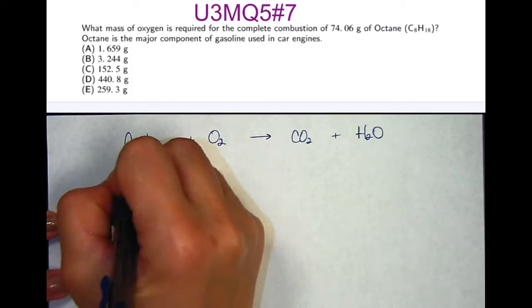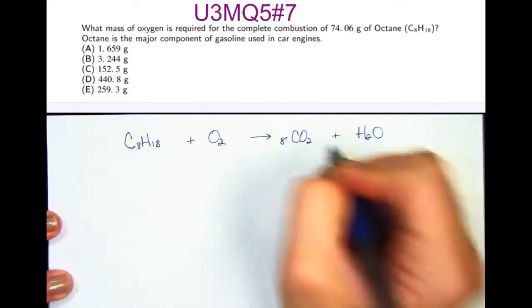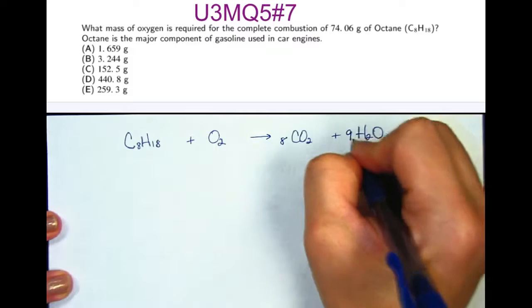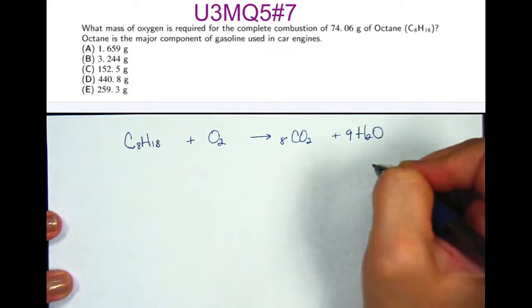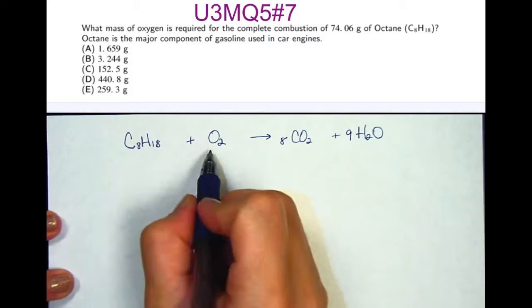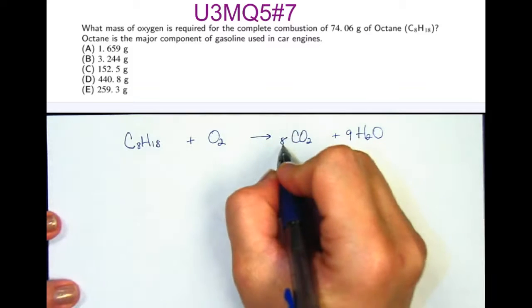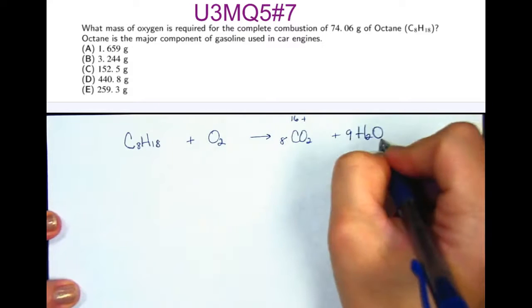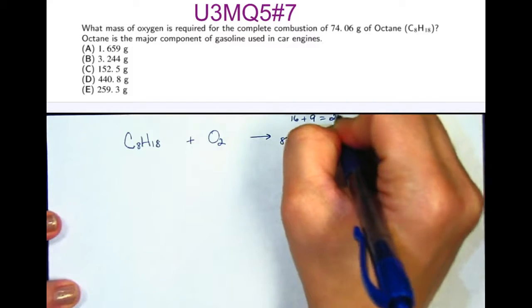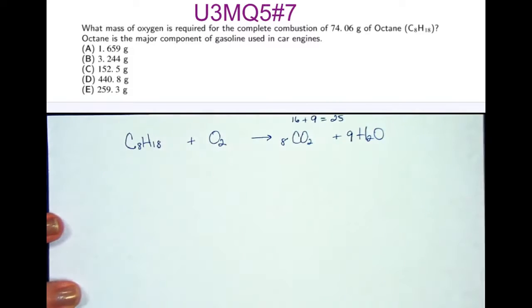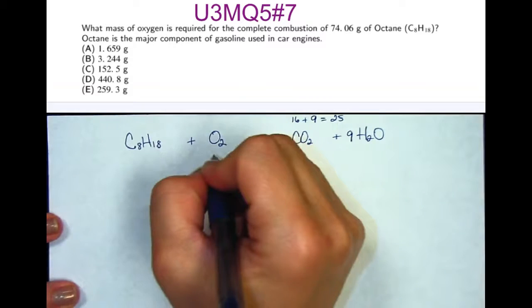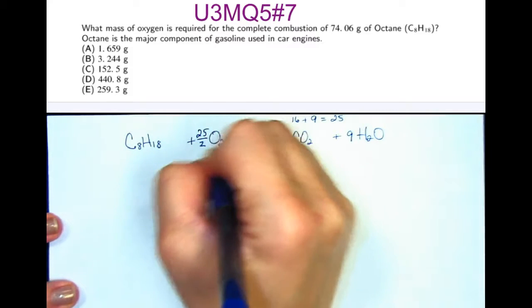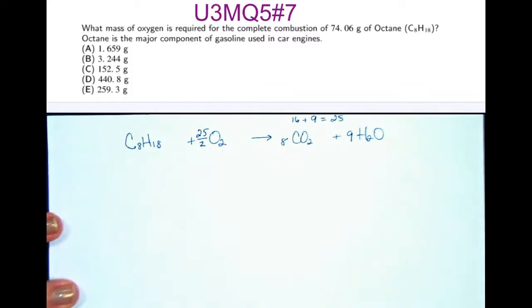We're going to have 8 carbons on the left, so 8 carbons on the right, 18 hydrogens on the left, so 9 times 2 is 18 hydrogens on the right. And now we have 2 oxygens on the left, but we have 8 times 2 is 16 plus 9 equals 25 oxygens on the right. So 25 is an odd number. So 25 divided by 2 times 2 would give me 25 oxygens on the left-hand side.